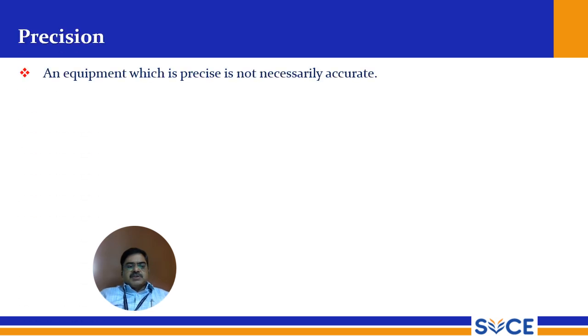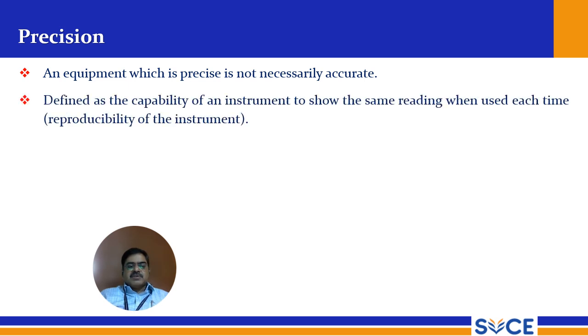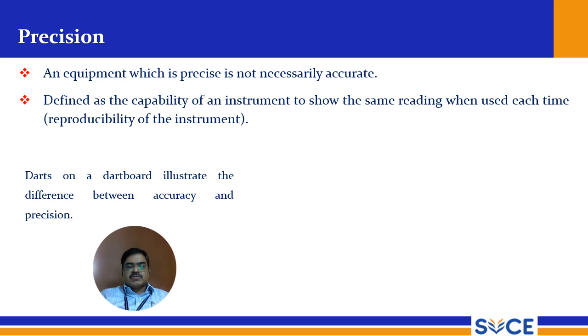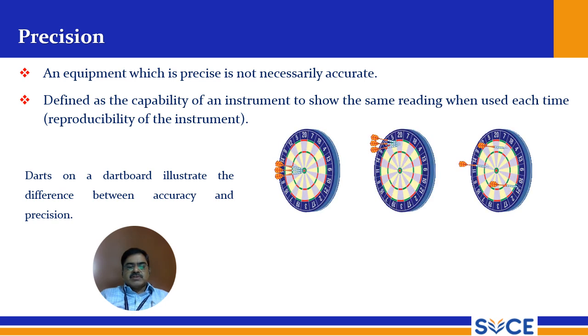Next we have precision. An equipment which is precise is not necessarily accurate. The precision is defined as the capability of an instrument to show the same reading when used each time. So reproducibility of that instrument is good. In this diagram we can see the target. Here all the arrows are meeting at the target value. So accuracy is good as well as precision is good.